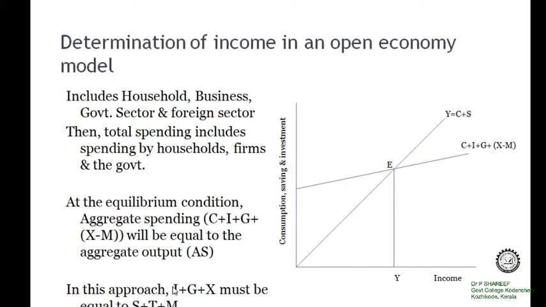Here, the total leakages consist of saving plus tax plus import expenditure, which will be equal to the total injection, which consists of investment expenditure, government expenditure, and export, that is foreign expenditure on domestic commodities.